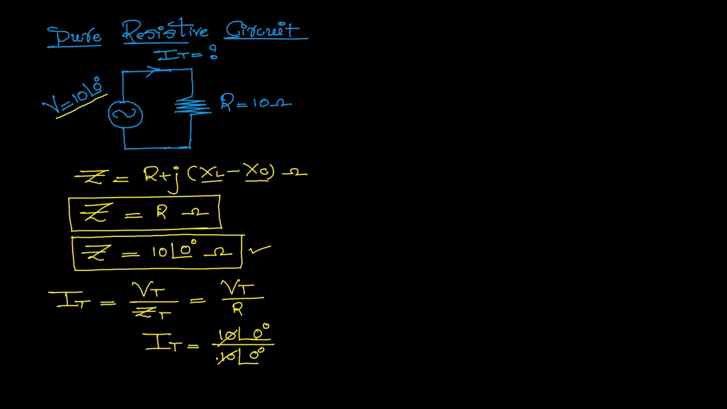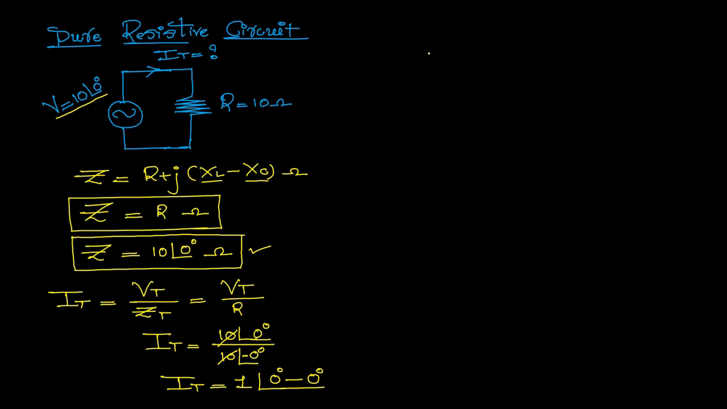Now here 10 gets cancelled, and you will get the value of IT is equal to 1. Coming to the calculation of the phase angle, we always need to simplify like this. We have 0 degree in the numerator and 0 degree in the denominator. When calculating the phase angle, we always need to subtract. For example, if the denominator angle has a negative sign, then in the numerator it becomes plus. Depending upon the sign of the angle, you can easily find the value of the phase angle.